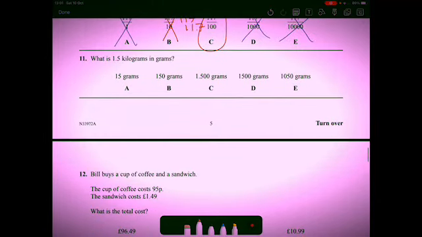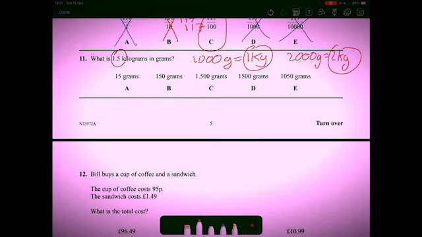11. What is 1.5 kilograms in grams? I always recommend writing down, for these unit conversion questions, a couple of known facts before you start really thinking about anything. So 1,000 grams is 1 kilo, 2,000 grams is 2 kilos, and then from there we can make a couple of decisions. Now this number is clearly between 1 and 2, so we're looking for anything between 1,000 and 2,000. That allows us to eliminate those values straight away, as well as that one, because that one's really, really small.